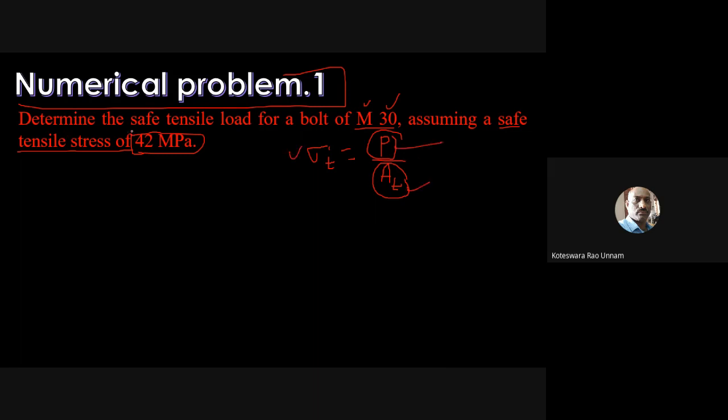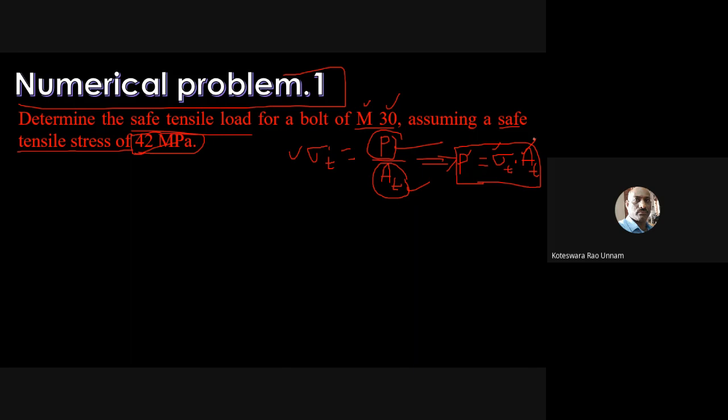He asked us to calculate P, the safe load on the bolt for this M30. So if you rewrite this equation, P is nothing but sigma t, the allowable or permissible or safe tensile stress, multiplied by At, the tensile stress area. If you know this formula, you can easily calculate that. To compute this P, sigma t is already given, that is 42 MPa. Now you only have to find the At value.